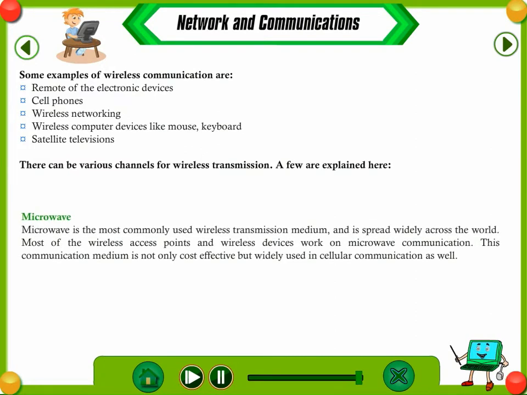Microwave. Microwave is the most commonly used wireless transmission medium, and is spread widely across the world. Most of the wireless access points and wireless devices work on microwave communication. This communication medium is not only cost-effective but widely used in cellular communication as well.